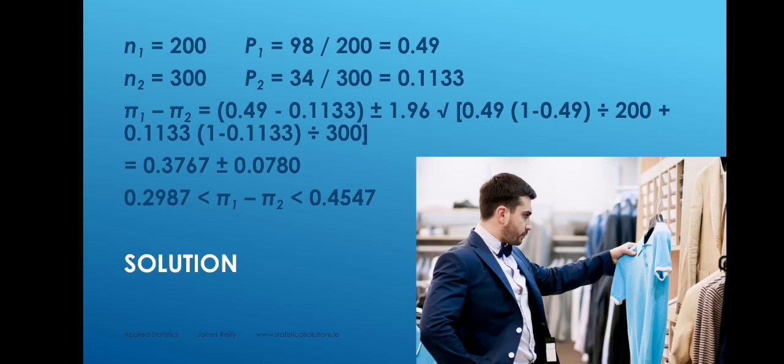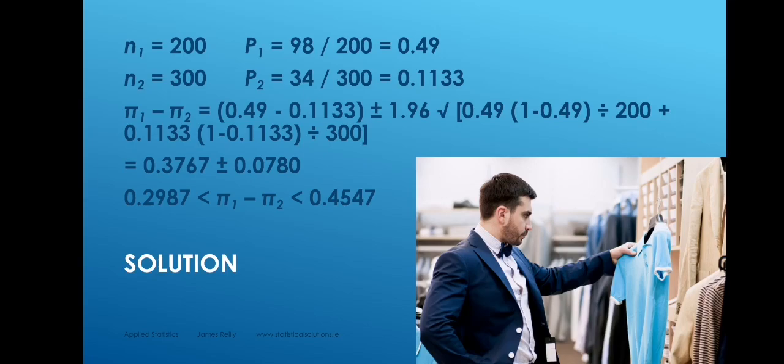In the first case, 0.49, 49%. In the second case, just 0.1133, 11.33%. We substitute these numbers into the formula, which contains the 1.96 to provide 95% confidence. And we get 0.3767 as the point estimate, so we think it's a 37% difference, with an error of estimate of 7.8%.